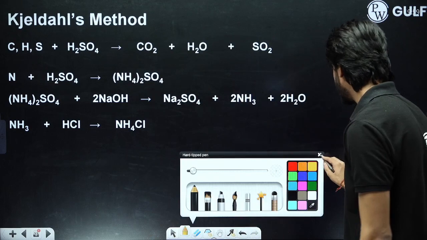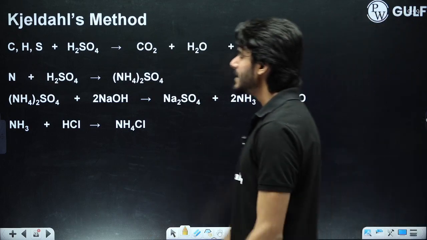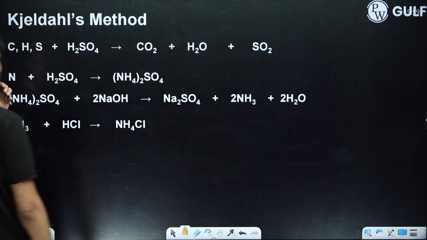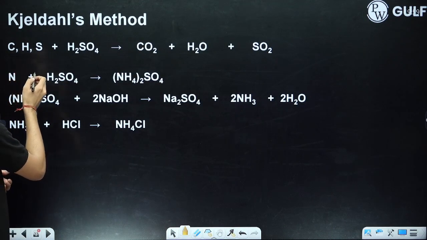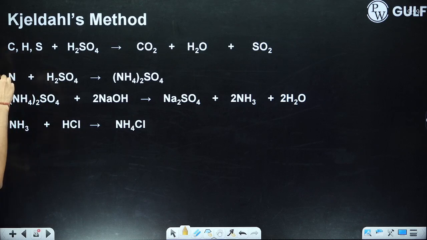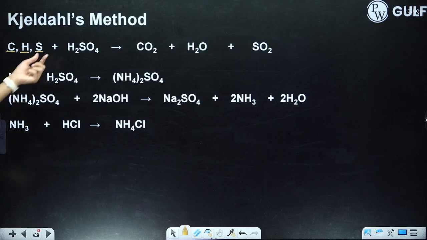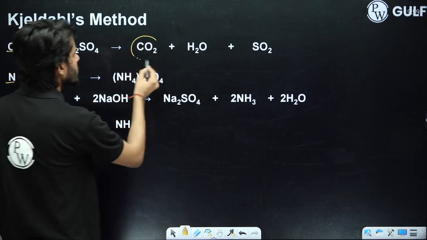Now the next one, the Kjeldahl method. In the Kjeldahl method, guys, you have some different reactions. In this case, you will first have different elements in the organic compound, let's say carbon, hydrogen, sulfur, or nitrogen. You will react this whole organic compound with the acid, with H2SO4. This will make CO2 and H2O.